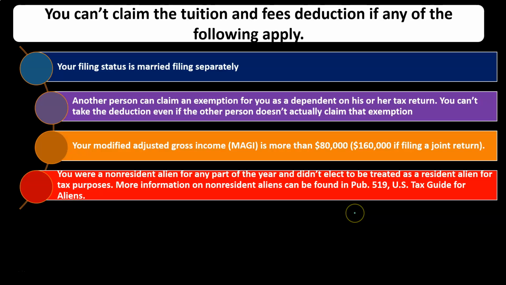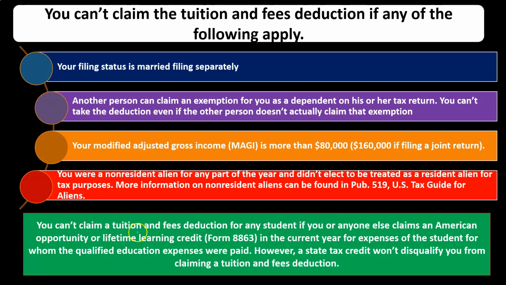You were a non-resident alien for any part of the year and didn't elect to be treated as a resident alien for tax purposes. More information on non-resident aliens can be found in Publication 519, U.S. Tax Guide for Aliens. You can't claim a tuition and fees deduction for any student if you or anyone else claims an American Opportunity or Lifetime Learning Credit, Form 8863.